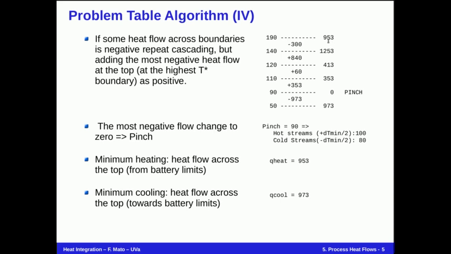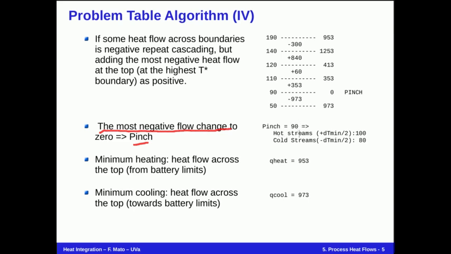This is the heating, 953 kilowatts. And now, as this enthalpy flow is cascaded through the different limits, the heat that passes across each limit is increased by the same amount, and the most negative flow changes to zero. This is the pinch. Here the pinch is at 90 Celsius in displaced temperature.